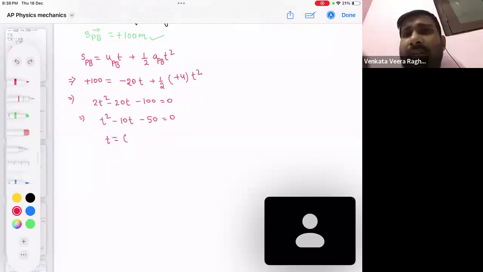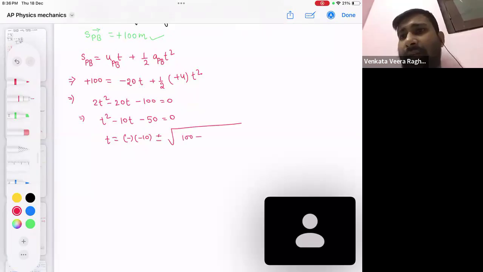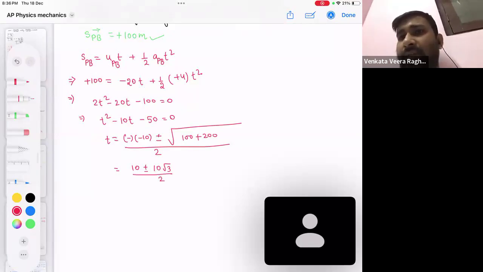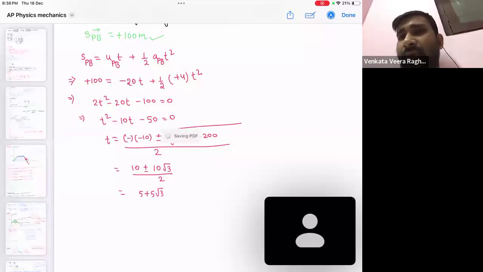So t, if I calculate it, how much will it come? t will be minus of minus 10 plus minus root of 100 minus 4 into 50, so 200 divided by 2. So that is 10 plus minus root 300, and root 300 becomes 10 root 3, divided by 2. So you see one time is coming positive, 5 plus 5 root 3, and the other time is coming 5 minus 5 root 3.